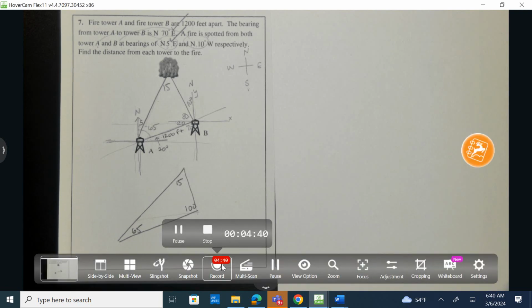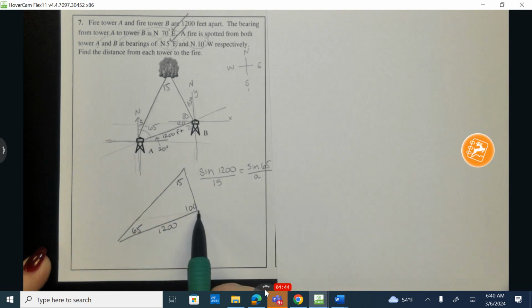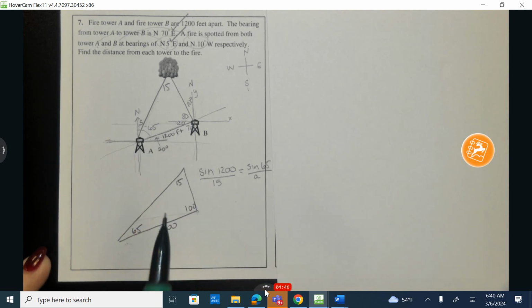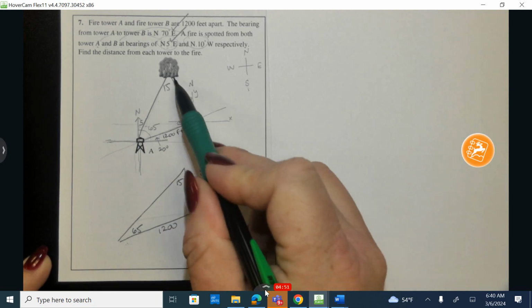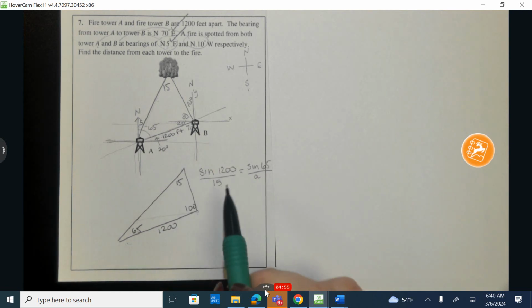Okay, now it's time to answer the question. Find the distance from each tower to the fire. So I went ahead, I marked off down below as being a distance of 1,200 feet, and now I'm looking for this measurement off to the right, and I'm going to call this measurement little a. Little a is across from angle A.